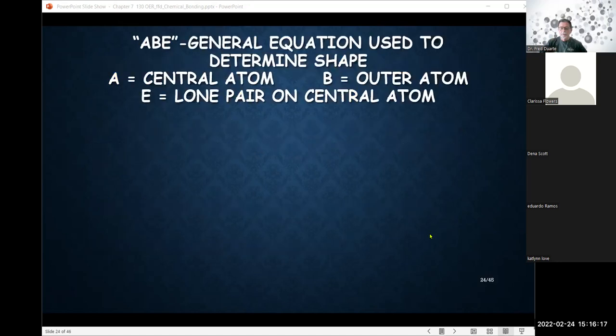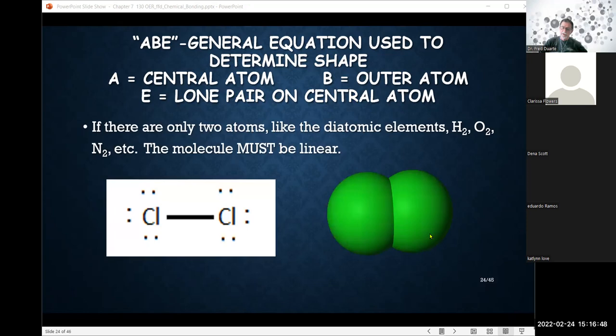So things like, I've already introduced to you the AB E general formula equation that we utilize to determine the shape, where A represents the center atom, B are all the outer atoms that are bonded to the central atom, and E are the lone pairs on the central atom. That's important, E, lone pairs on the central atom. We don't care about what's happening as far as lone pairs on what's bonded to the central atom, okay? Just on the central atom.